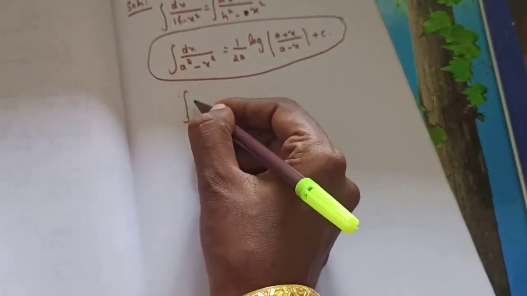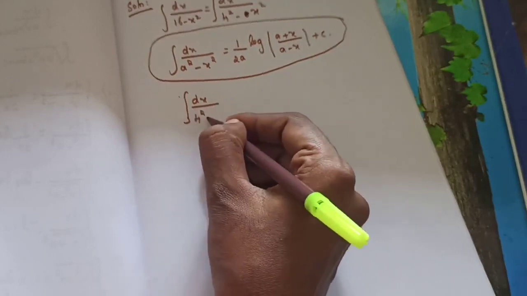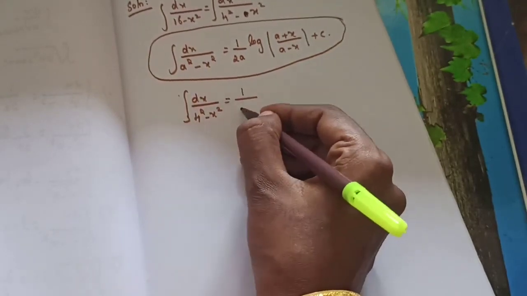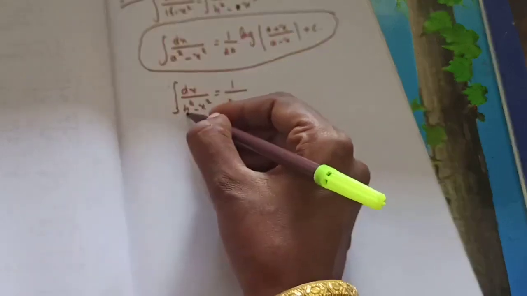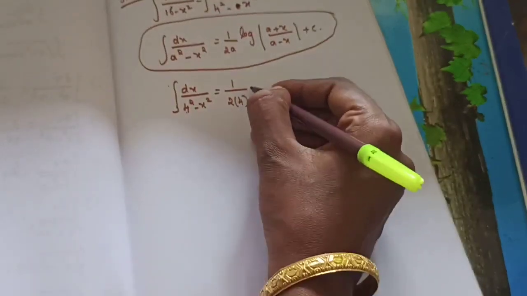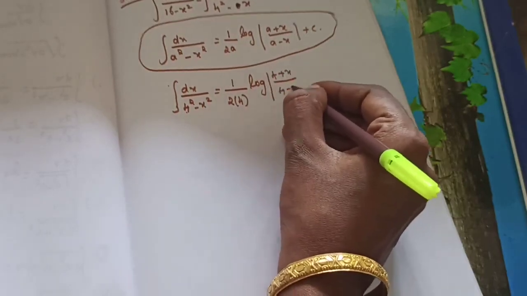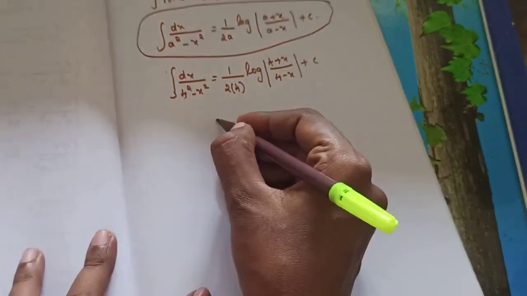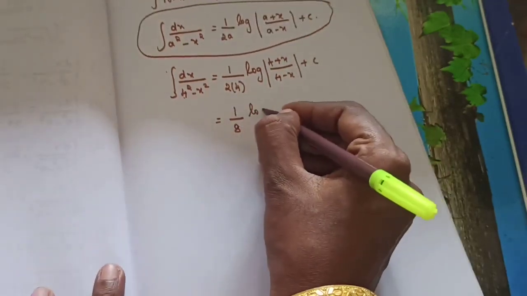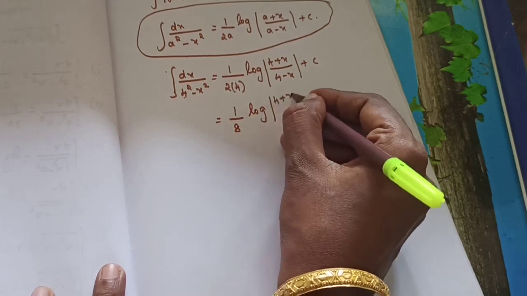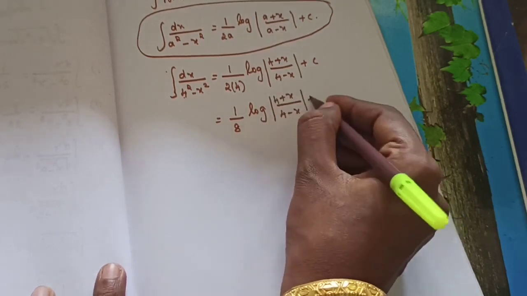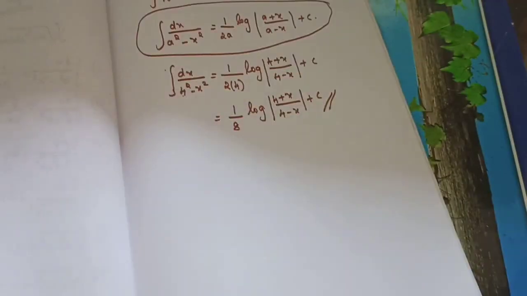So integral of dx divided by 4 square minus x square is equal to 1 by 2 into a value. What's the a value? 4. So 2 into 4, log of modulus of 4 plus x divided by 4 minus x plus c. That is equal to 1 by 8 into log of modulus of 4 plus x divided by 4 minus x plus c. So this is the answer. Have you got it? If you know the formula thoroughly, we just substitute in the formula. Got it? Okay, let's move to the next. Without learning the formula, we can't do.